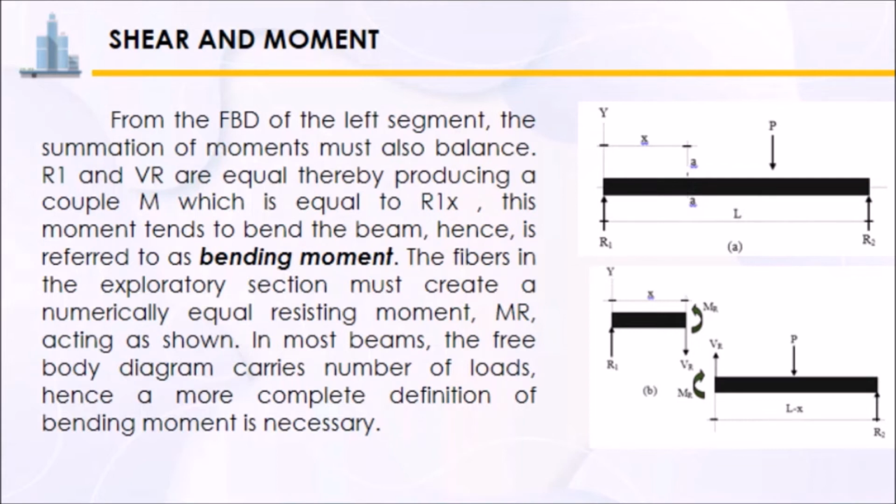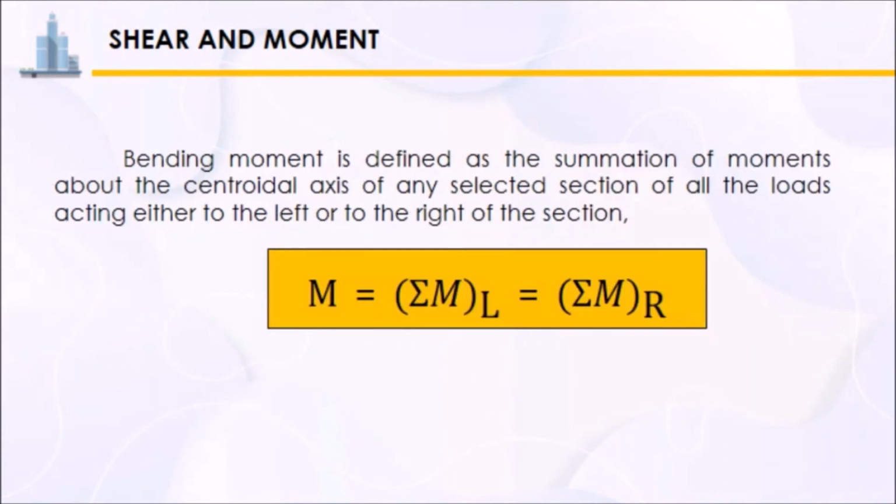In most beams, the free-body diagram carries numbers of loads. Hence, a more complete definition of bending moment is necessary. Bending moment is defined as the summation of moments about the centroidal axis of any selected section of all the loads acting either to the left or to the right of the section. So, pagdating sa moment, ang kailangan natin gawin is of course, summation ng moment, pwede dun sa left, and pwede din naman dun sa right.